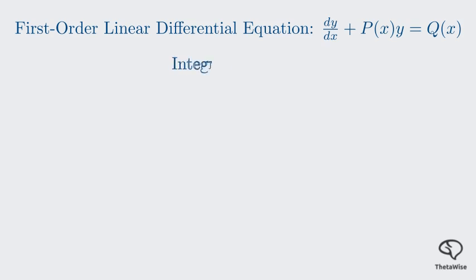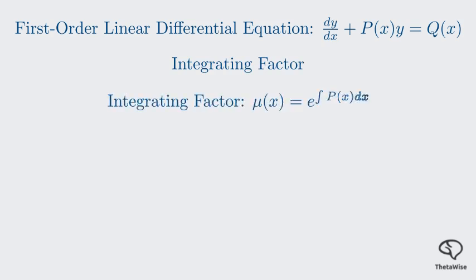The key is to introduce something called an integrating factor. The integrating factor, which we'll denote with the Greek letter mu of x, is calculated using this formula. It's the exponential of the integral of p of x dx. Once we have this factor, we multiply our entire differential equation by it. The magic is that the left side will always simplify into a perfect derivative. Specifically, it becomes the derivative of the product of our integrating factor and y. This transformation is what makes the equation solvable.